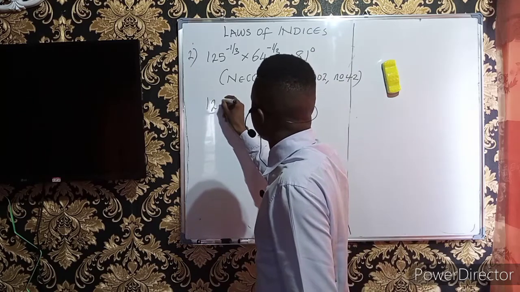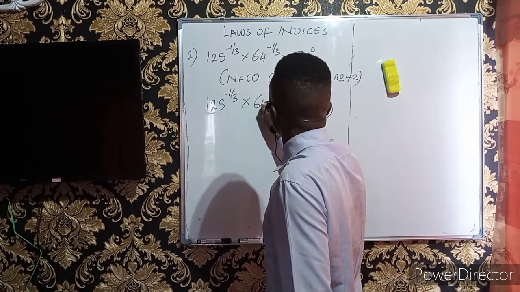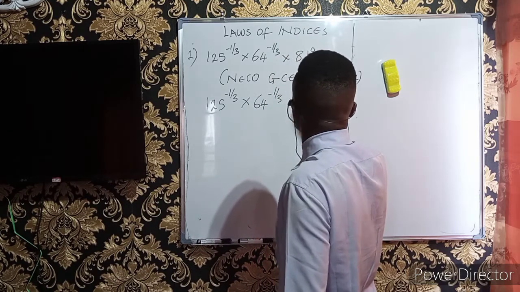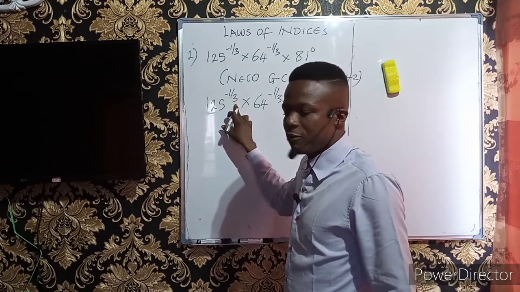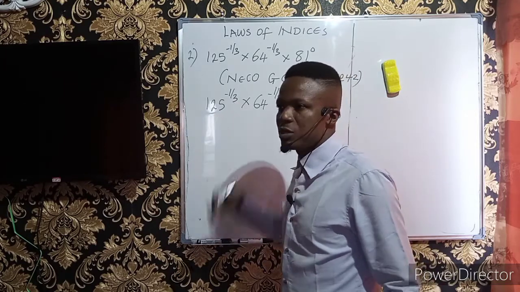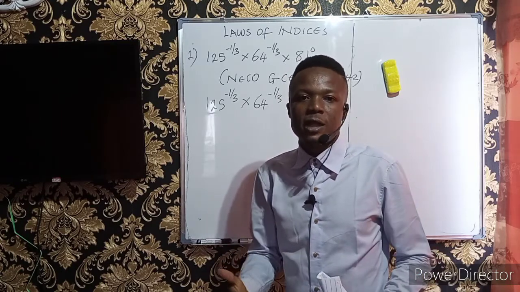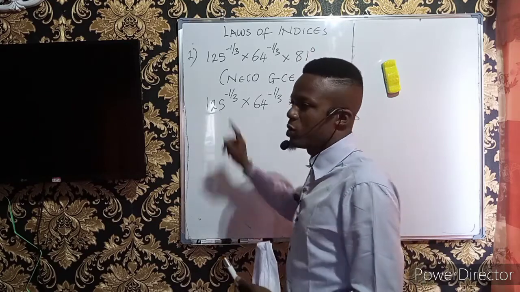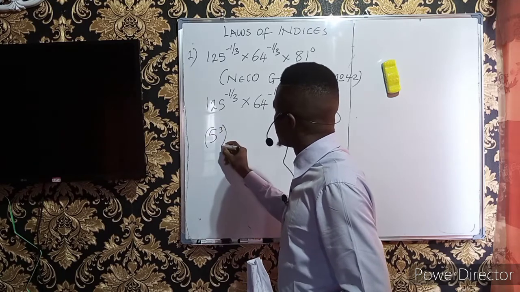We have 125 to the power of negative 1 over 3 times 64 to the power of negative 1 over 3 times 81 to the power of 0. Now, because I'm seeing 3 here, I'll ask myself, what number to the power of 3 will give me 125? If you think about it very well, you see that 5 times 5 times 5, when I multiply 5 by itself 3 times, I'm going to get 125. Therefore, I'll use 5 to the power of 3 to replace 125.